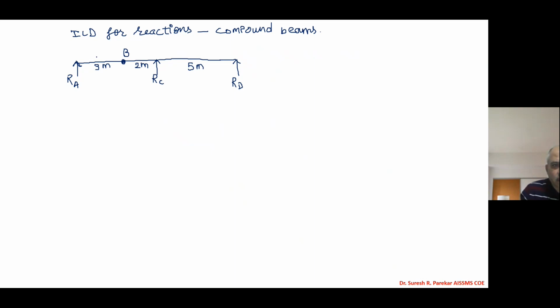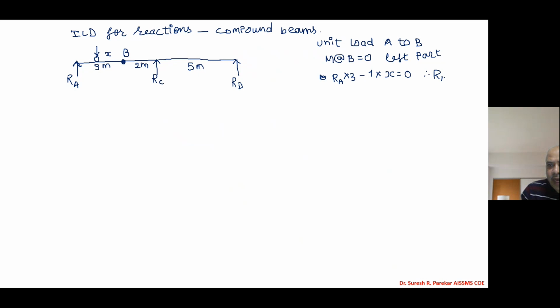So first we will consider unit load between A to B. So we have this as x distance, unit load A to B, and in this we have equation moment about B equal to 0. We are going to consider the left part, and then we have moment about B equal to 0, so RA into 3 minus 1 into x, and that is equal to 0, and therefore we have RA equal to x by 3.